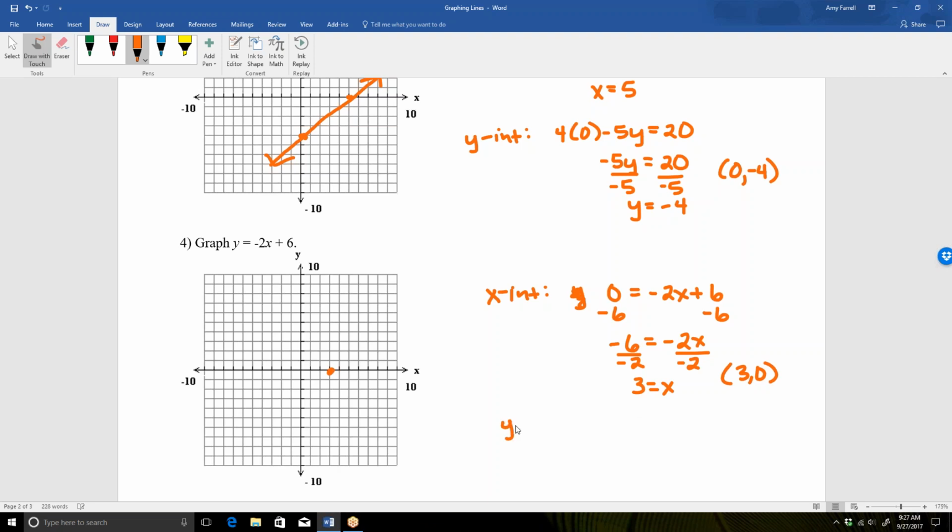And then to find the y-intercept, I'll plug in 0 for x. Actually, it's going to go a little bit quicker than the x-intercept. And -2 times 0 is 0, so y equals 6. And we've got the point (0, 6). All right, then I will draw a line through my 2 points. Ooh, okay, not so good on that one. And so this would be the graph of y equals -2x plus 6.